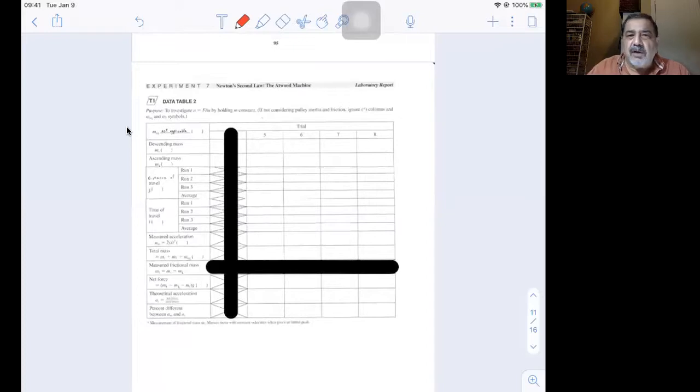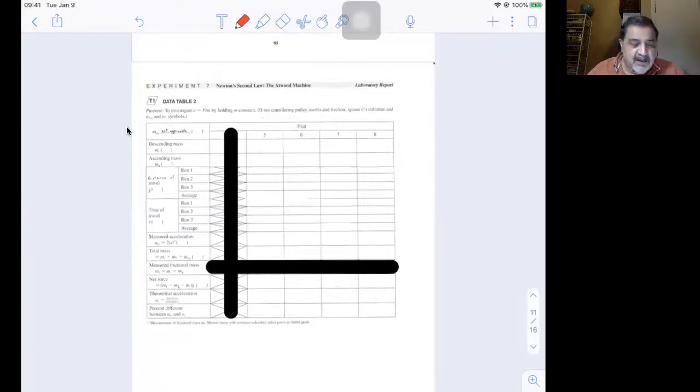On the next one, we're going to keep the mass constant, but we're going to change the force. I believe the combined masses is going to be 390 grams, but we're going to be transferring masses to the other side so that there's always an increase in the difference. So we're going to be increasing the force, and you should see the acceleration increase at the same time.